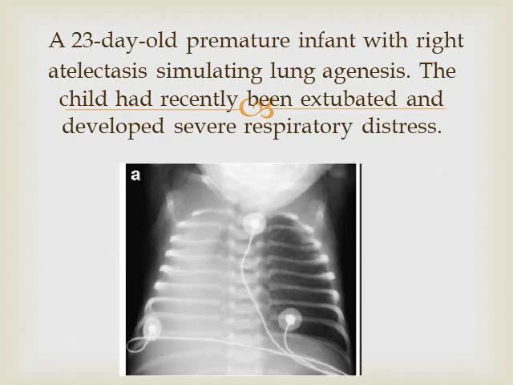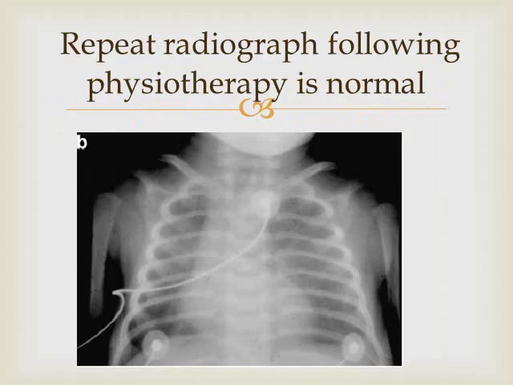So this is a 23-day-old preterm infant with right atelectasis which simulates lung agenesis. The child had recently been extubated and developed respiratory distress. The condition resolved following physiotherapy. So repeat radiograph following physiotherapy is normal.